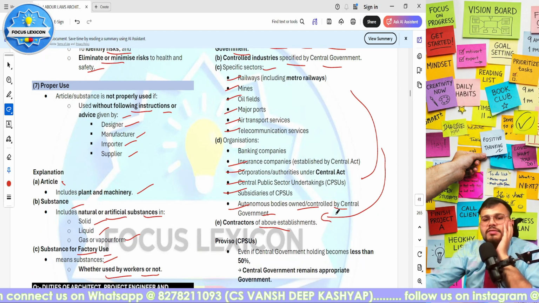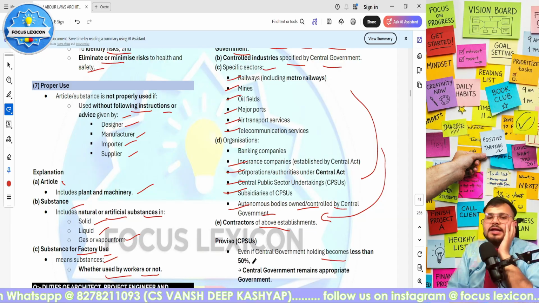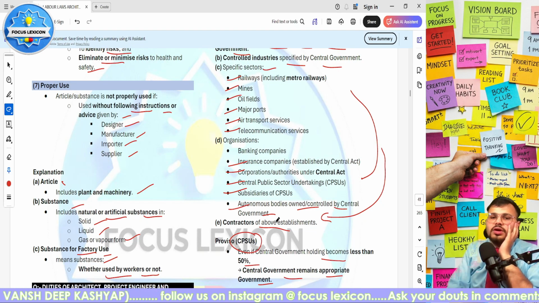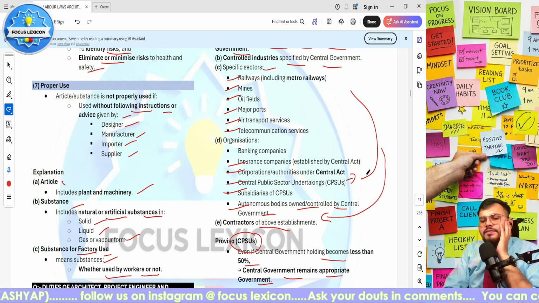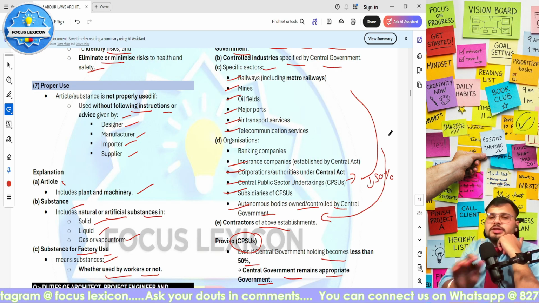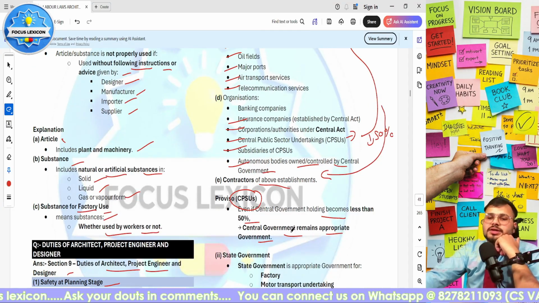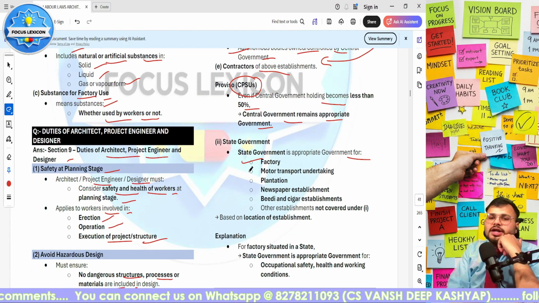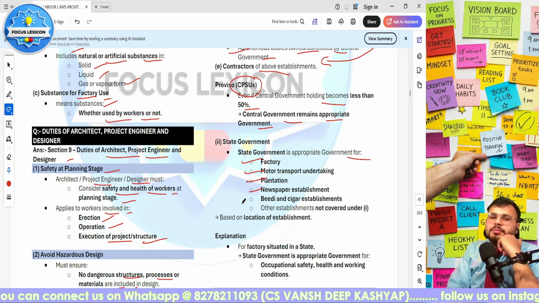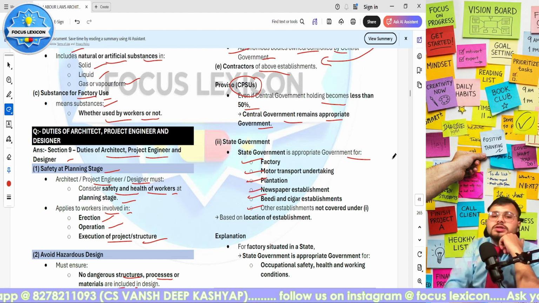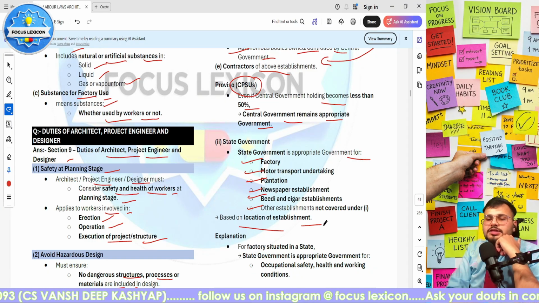Proviso: even if the central government holding becomes less than 50%, central government remains the appropriate government for a CPSU. Like this is your CPSU. If the shareholding of central government falls below 50%, then also central government shall be the appropriate government for this PSU purpose. Now state government is the appropriate government for factory, motor transport undertaking, plantation, newspaper establishment, bidi and cigar establishment, and other establishments not covered under clause 1, based on the location of the establishment.